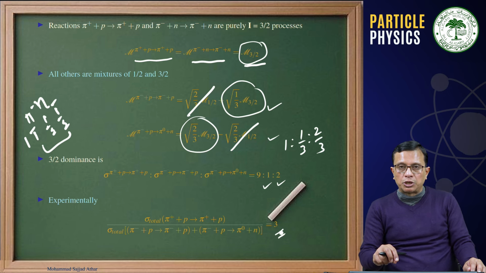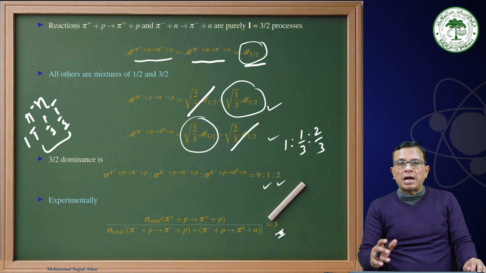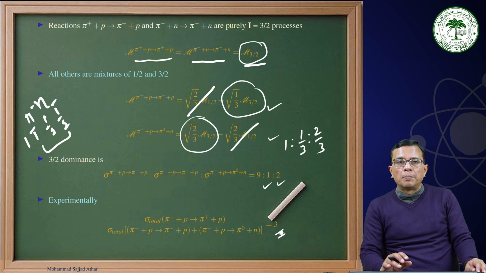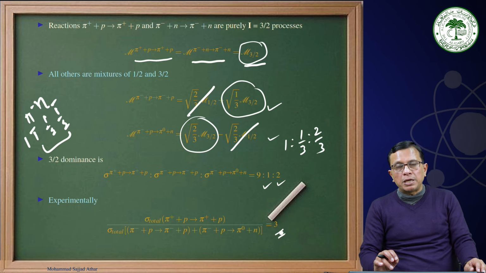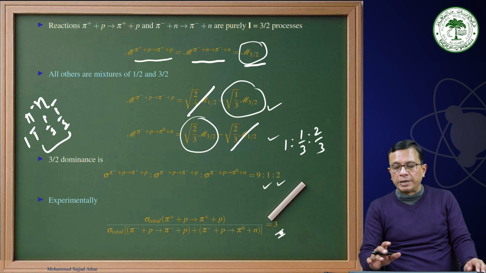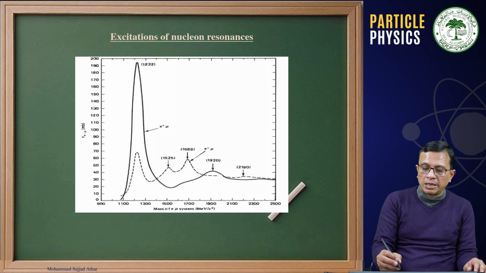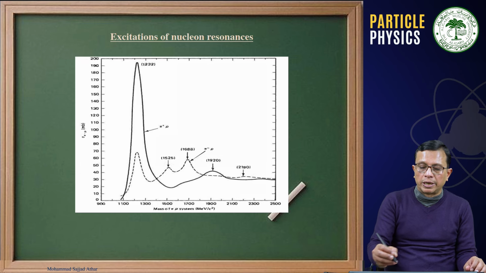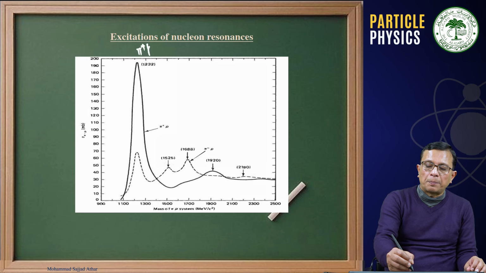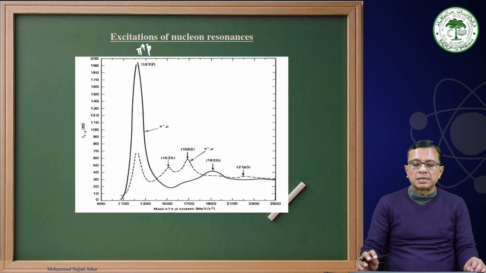That means if I take this ratio and go to the experiment and measure that, how much is that ratio? That means pi plus p going to pi plus p should be 3 times the sum of the cross sections for pi minus p going to pi minus p and pi minus p going to pi 0 n, if we believe that there is 3/2 isotopic spin dominance. And as you can see from this result, the dashed line shows the results of the cross section for pi minus p. In the final state, we can have a pi minus p or a pi 0 n. And here, this is the result for pi plus p scattering. And as you can see, this number is approaching 70 and this number is approaching 200.